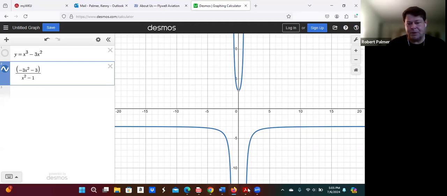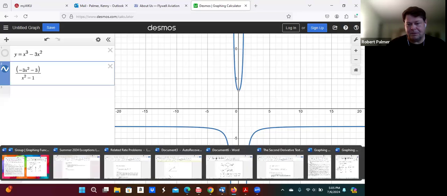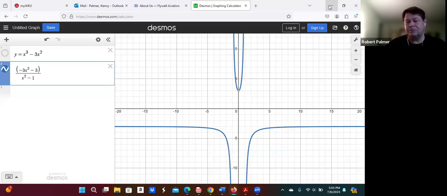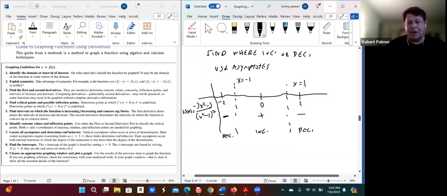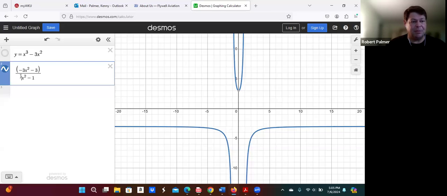Oops, hang on. I realized I made a mistake. I probably got those backwards. This should be over x squared minus 1, quantity squared. My apologies for that. Let me fix that. That's probably going to flip everything, but that's okay.